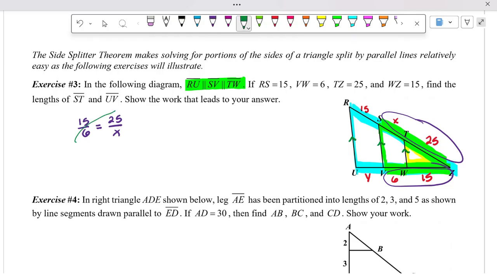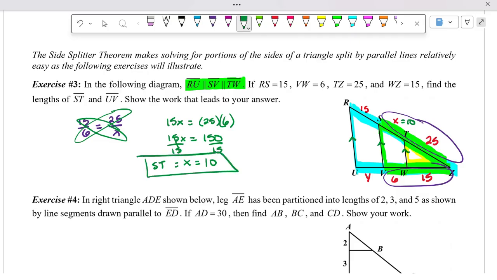Then I can cross multiply. So I get 15x is equal to 25 times 6. What's 25 times 6? 150. So 15x is equal to 150. What do I have to do next? Divide by 15. X is equal to what? 10. So that is what ST is equal to.